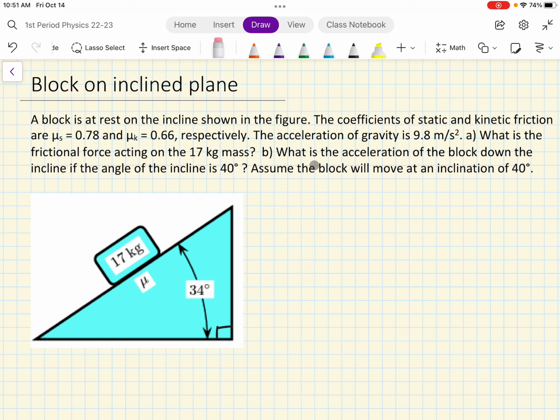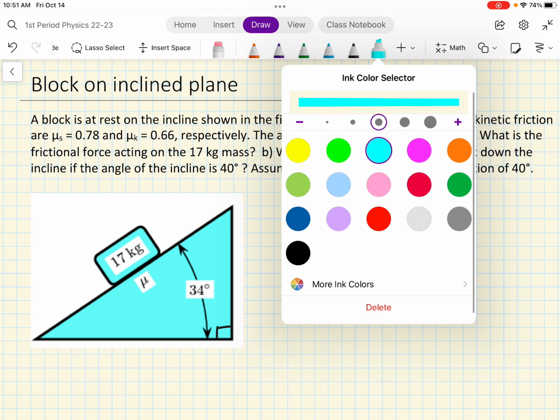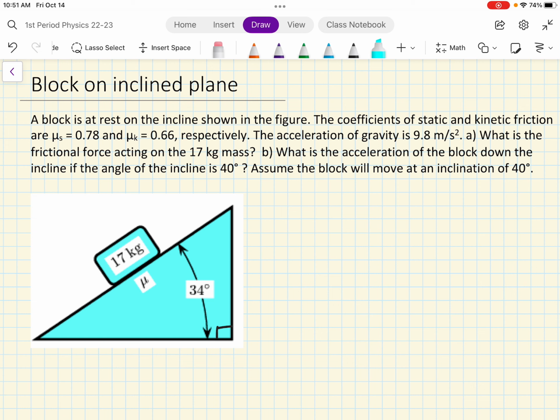I'm going to pick blue for question A and then green for question B. The mass of the block will be the same for both. For question A, we have a frictional force acting on the 17 kilogram mass, and this setup with 34 degrees is the angle. The system is not moving, it is static, which means we need static friction. So we'll use this one for question A. And that's pretty much it, right?